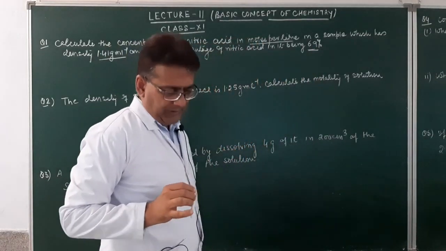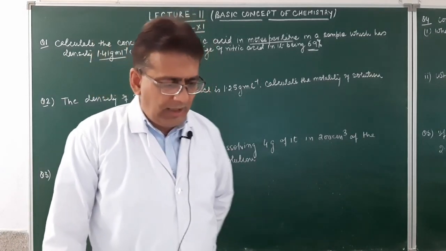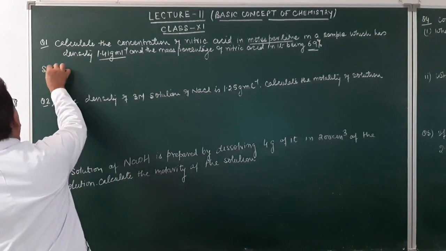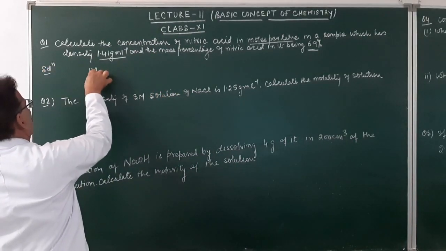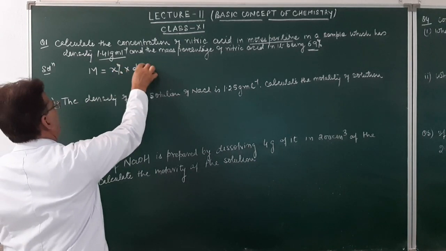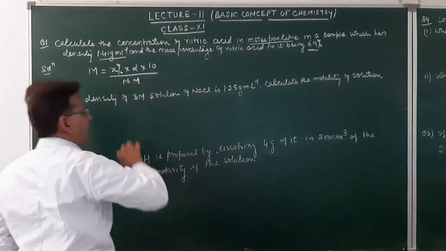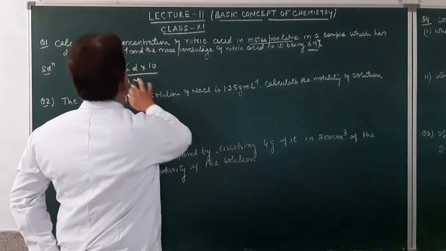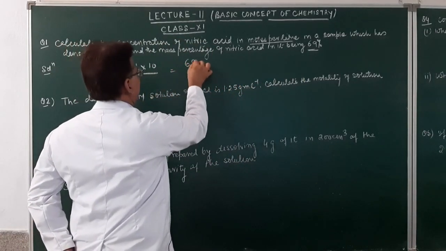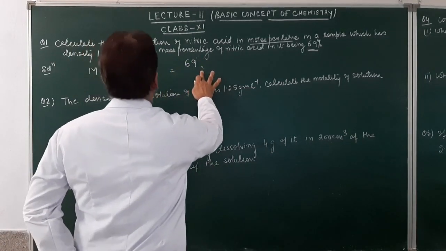Now remember the formula. If the mass percentage is given and the density of the solution is given, how do we find out the molarity of the solution? In that case, molarity of the solution will be equal to x% into d into 10 upon the molecular mass of the solute. Remember the formula? What is the mass percentage given in the question? 69%. So this will be equal to 69.